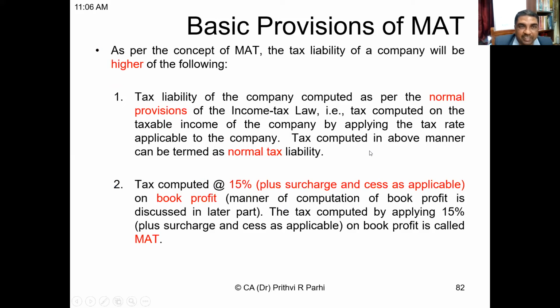So this is the provision. Let me show you the slides related to that. Now have a look. Companies are subject to minimum alternate tax. What is the minimum alternate tax? As per this provision, the tax liability of the company will be the higher of the following: tax liability computed as per normal provisions of income tax law, or tax computed at 15% of the book profit, on which surcharge will of course be applicable. Whichever is higher will be deposited as minimum alternate tax. Got it?